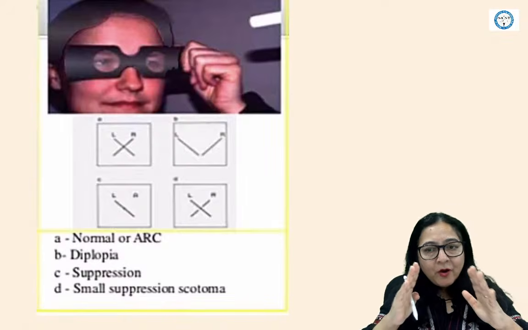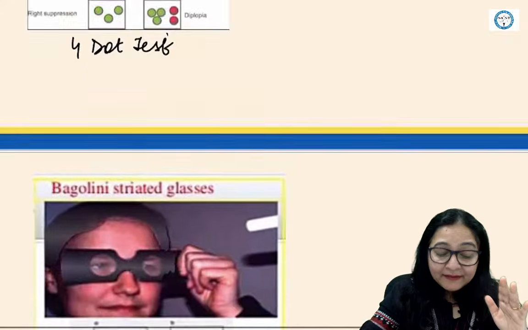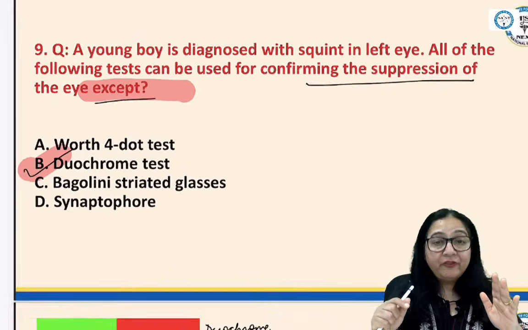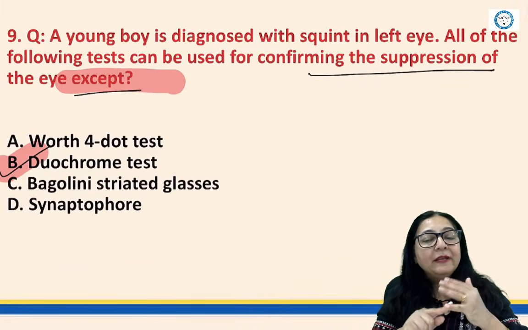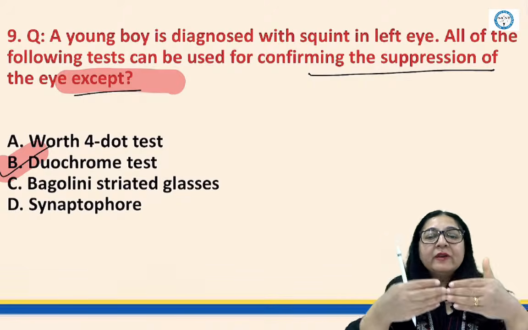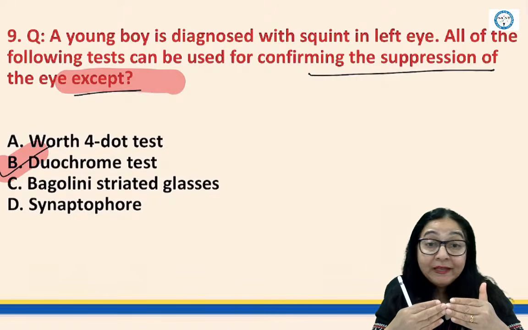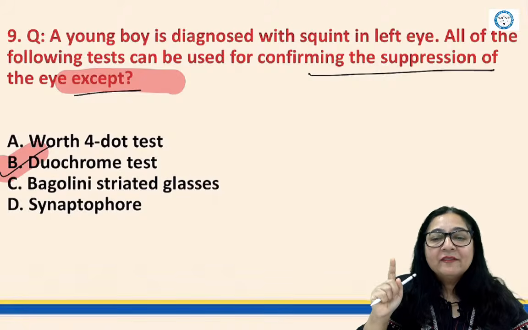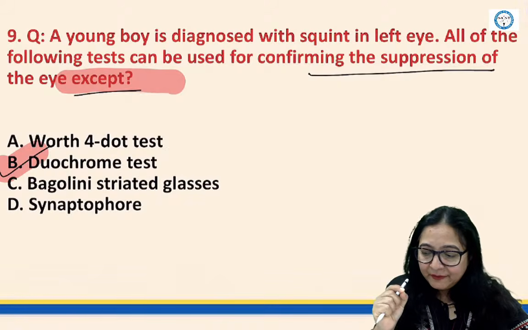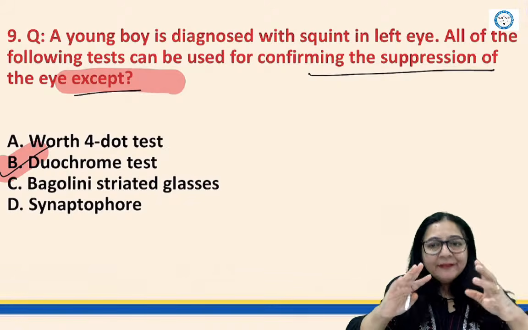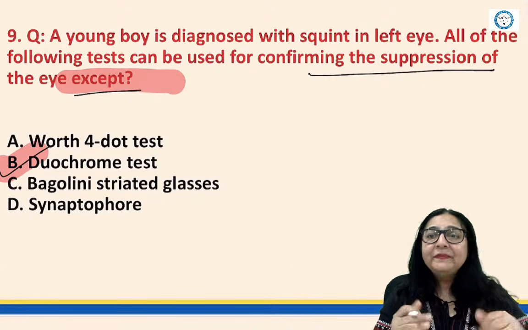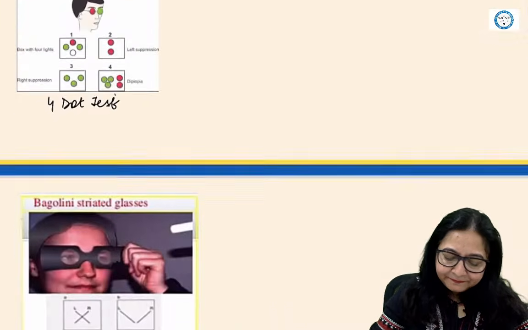ठीक है, तो अगर आप बहुत डिटेल नहीं भी याद रख पाए about the test, at least you should remember which tests you can use to check for suppression: Worth 4-dot test and Bagolini striated glasses. Similarly, in the synaptophore you can show them slides to check whether the 2 eyes are fusing normally or not. But the duochrome test is the test for refining the spherical power in the glass prescription. ठीक है, right? I know ये थोड़ा सा हटके क्वेश्चन है, but they have been asking these kinds of questions in the exam बच्चे. ठीक है, चलें आगे बढ़ते हैं.